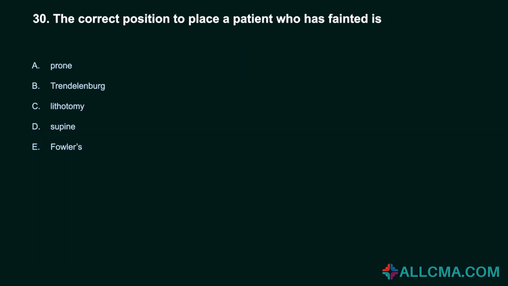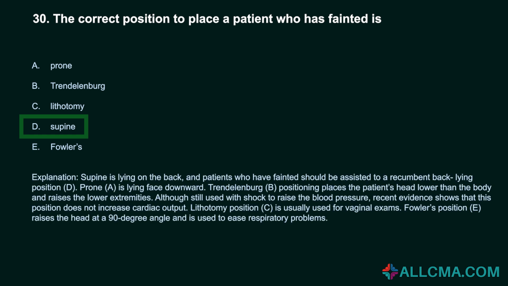30. The correct position to place a patient who has fainted is A. Prone, B. Trendelenburg, C. Lithotomy, D. Supine, E. Fowler's. Correct answer, D. Supine. Supine is lying on the back, and patients who have fainted should be assisted to a recumbent, lying back position, D. Prone, A, is lying face downward.